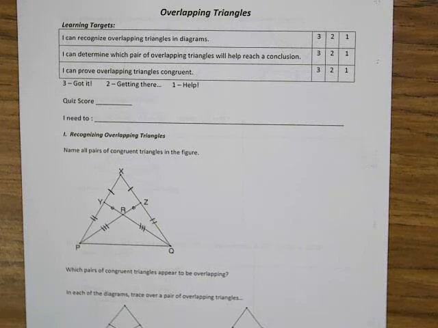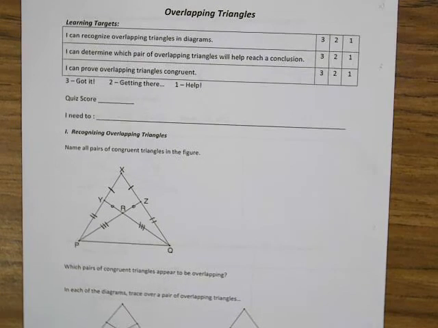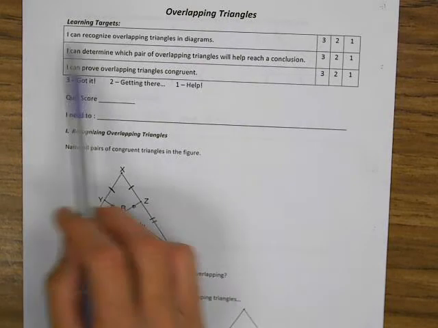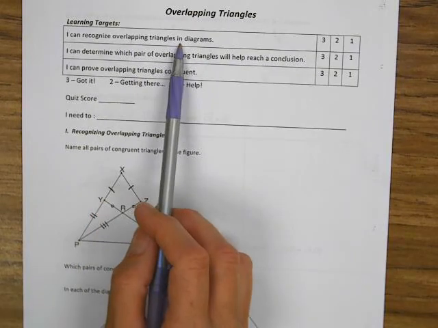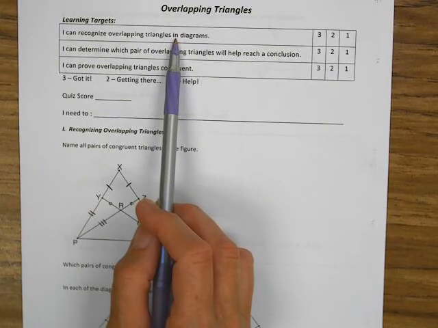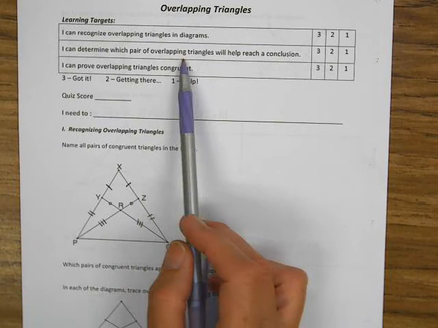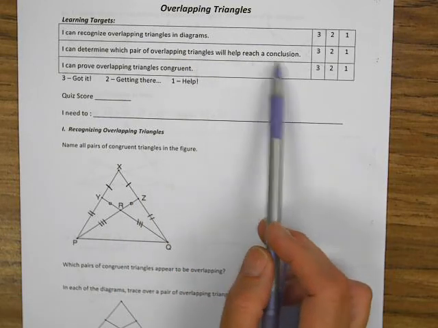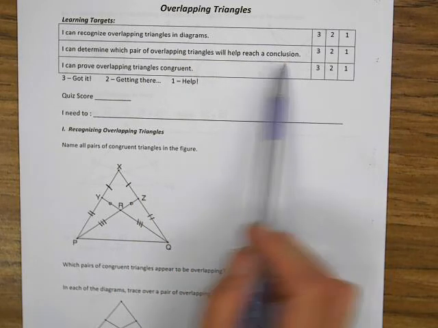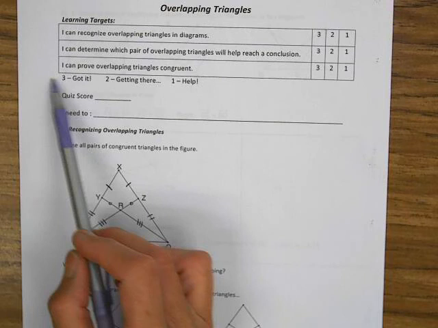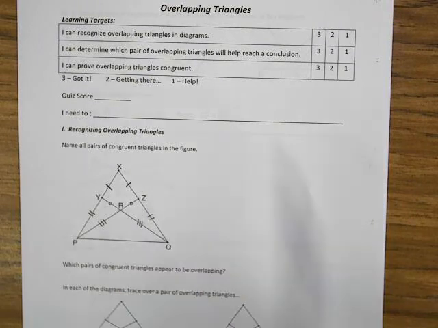Okay, today's lesson is on overlapping triangles. We have several targets. I can recognize overlapping triangles in a diagram. So in other words, you need to be able to see them when you see your diagram, realize that they're there. I can determine which pair of overlapping triangles will help reach the conclusion that you're looking for. And then I can prove overlapping triangles are congruent.